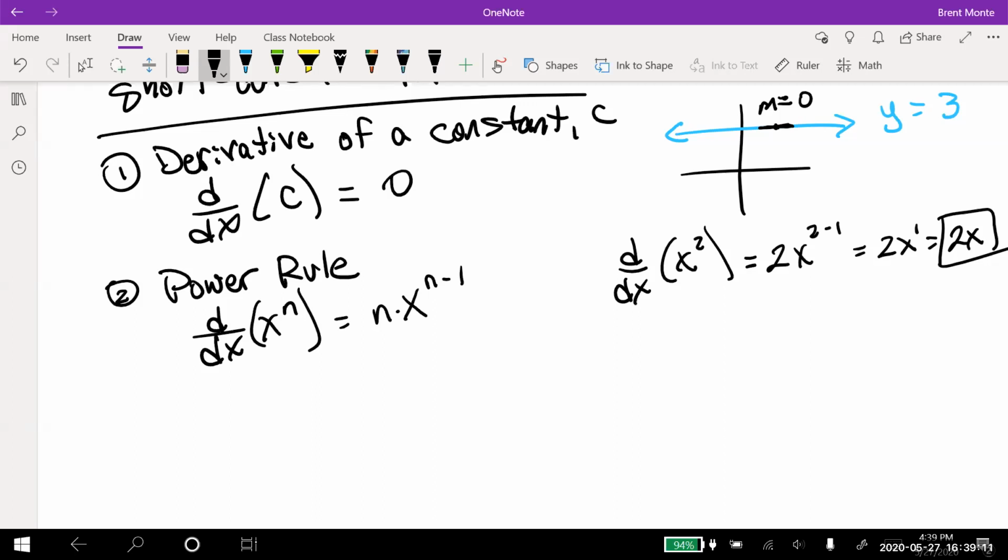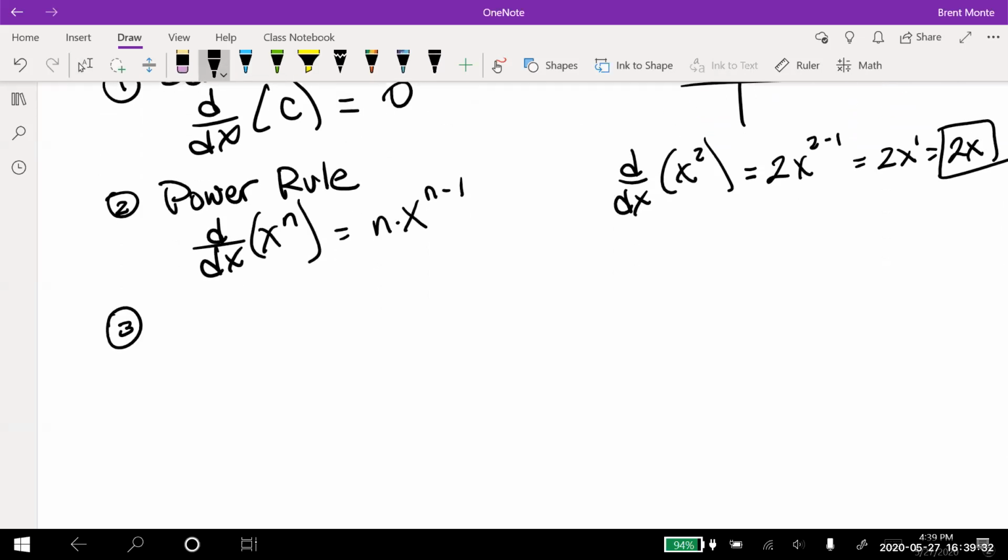Doesn't matter if the power is positive. Doesn't matter if the power is negative. Doesn't matter if the power is a fraction. We use that same property. And that power rule is the one biggest shortcut rule that you will use. All right, let's see a couple others.